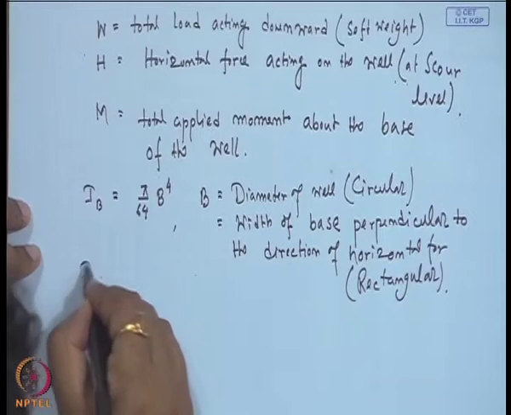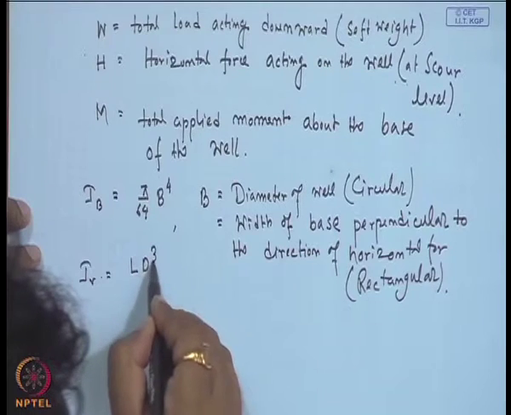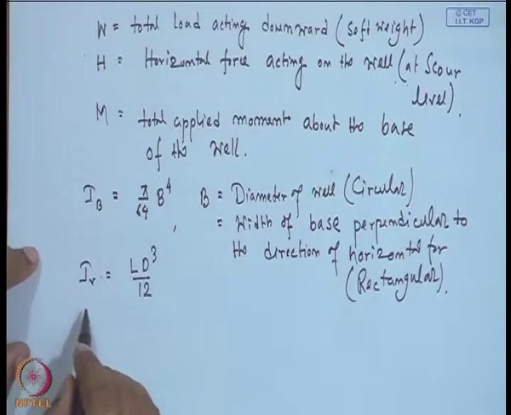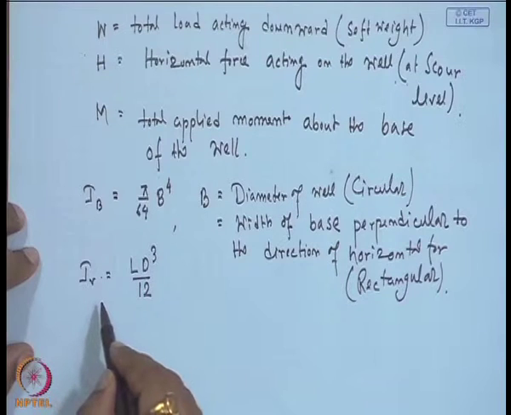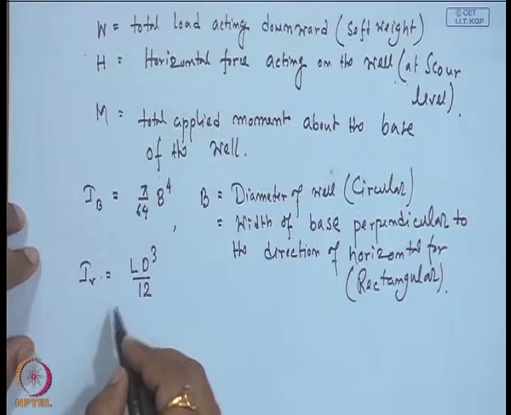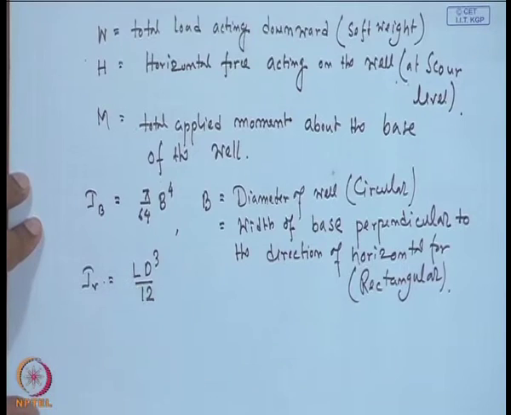Next, you have to calculate I_v, which is L d cube by 12. I_v is also a moment of inertia, about the horizontal axis passing through the center of gravity of the projected area in elevation of the soil mass offering resistance. Here d is the depth of the well below scour level, and L is the projected width of the well.